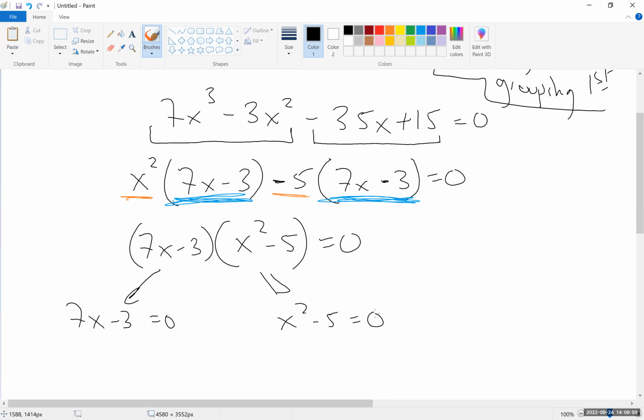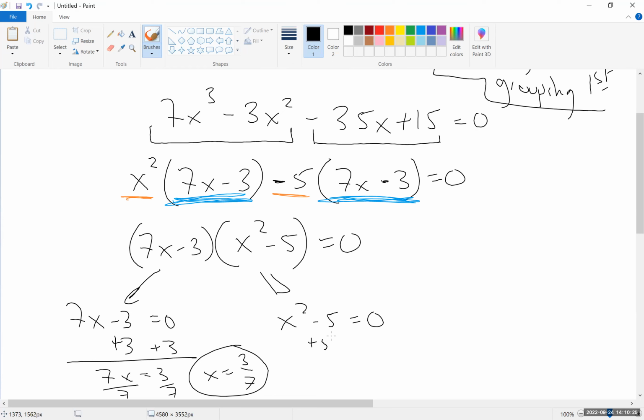To solve the one on the left, you can just add 3 on both sides. You get 7x equals 3, divide both sides by 7. X equals 3/7. That's one solution. Now, the second one, we have x squared minus 5. This is a quadratic. Typically, the way we solve quadratics is set them equal to 0 and then factor. This one does not factor, though. X squared minus 5 does not factor.